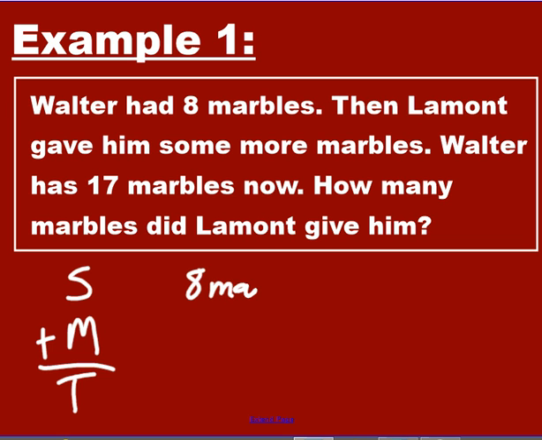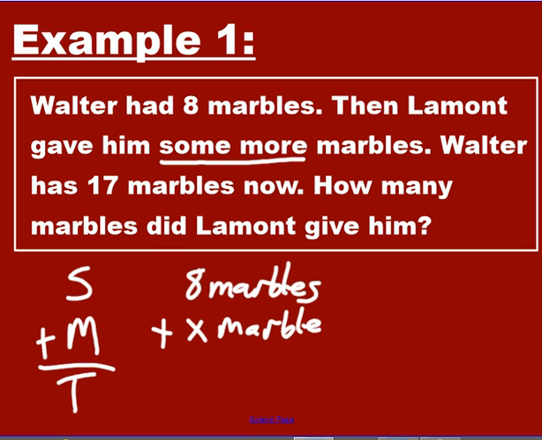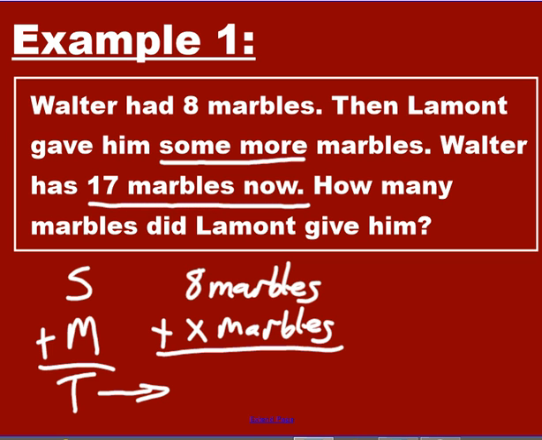8 marbles. And then he's given some more. How many more? We don't know. Some more. So plus X marbles. And now we need to figure out how many marbles he has altogether. What is his total? Some plus some more is going to equal a total. So Walter has 17 marbles now.